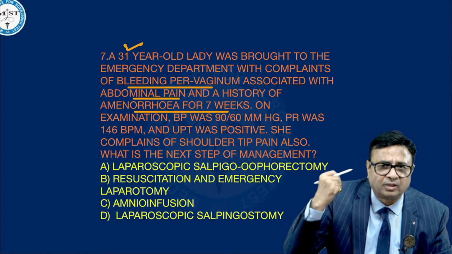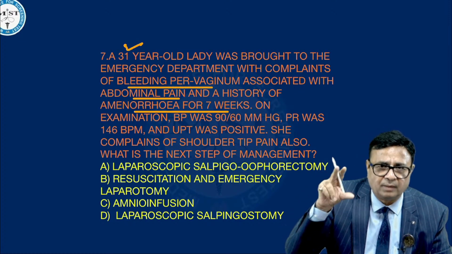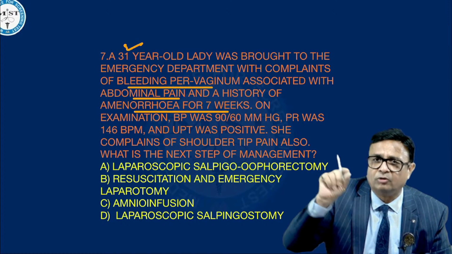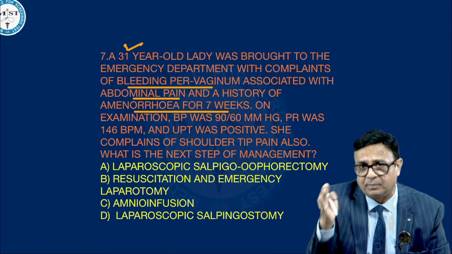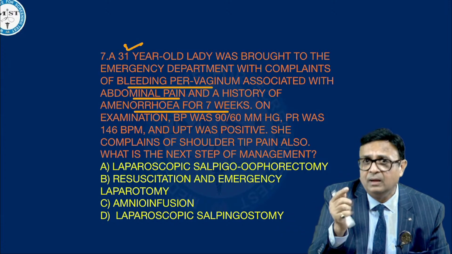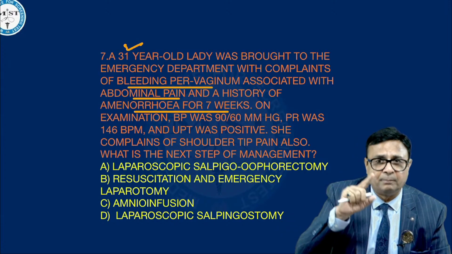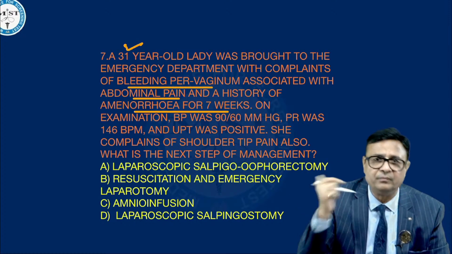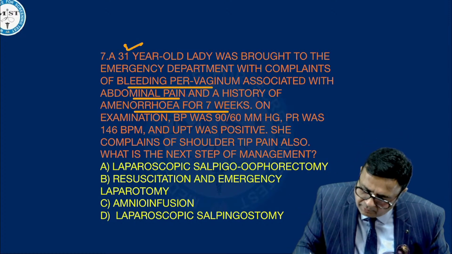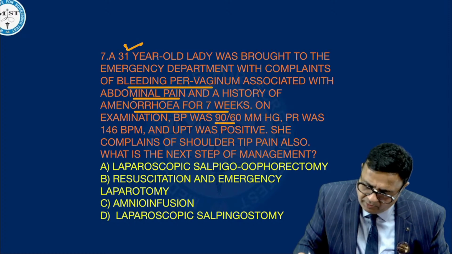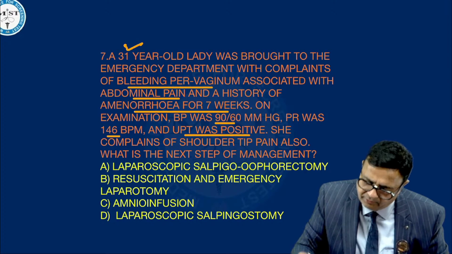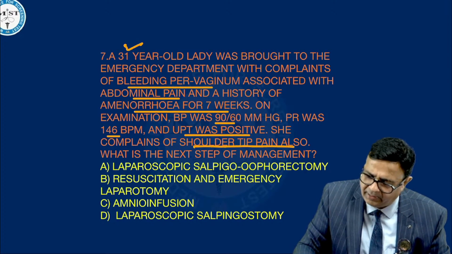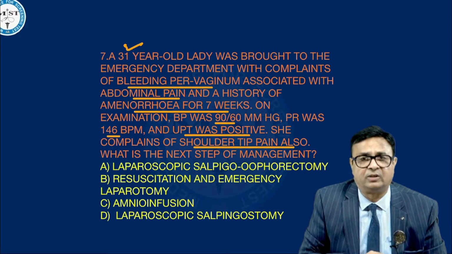What is the most common symptom in PID? The most common symptom in pelvic inflammatory disease is also lower abdominal pain. Then how to differentiate ectopic pregnancy and PID? In ectopic pregnancy, the pregnancy test will be positive. In PID, the pregnancy test will be negative. BP was 90 by 60, pulse rate was 146, and UPT was positive. She complains of shoulder tip pain also. What is the next step of management?